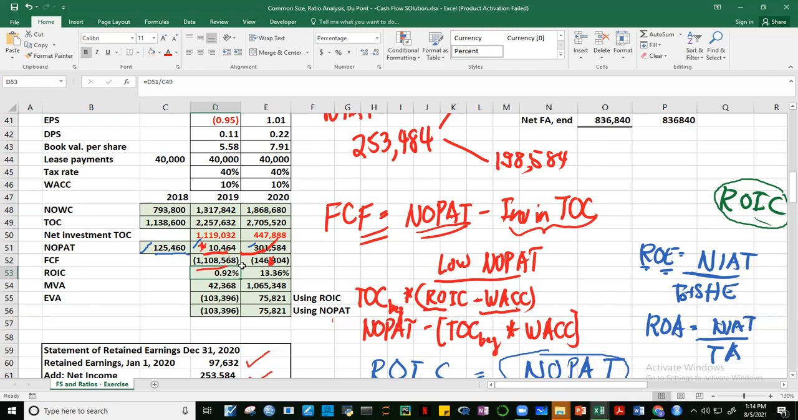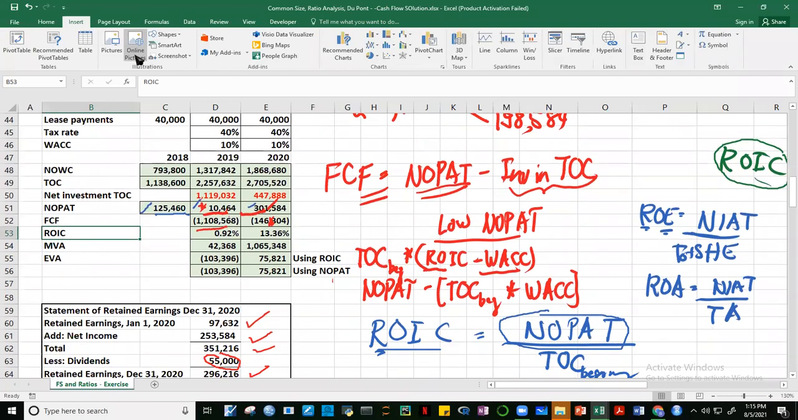In 2020, okay, so same formula, NOPAT divided by TOC beginning, okay? So 13.36 yung ROIC natin, greater than the WACC of 10%, then okay tayo, value was created. I hope that's clear to you guys, no? ROIC greater than WACC, value creation, ROIC less than WACC, value destruction. Okay, nang sabi natin si ROIC at saka si EVA, magpinsan yan. They're cousins.